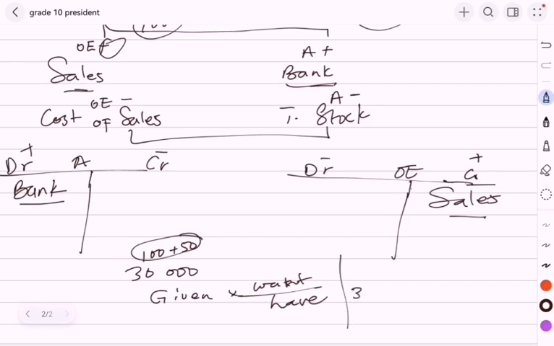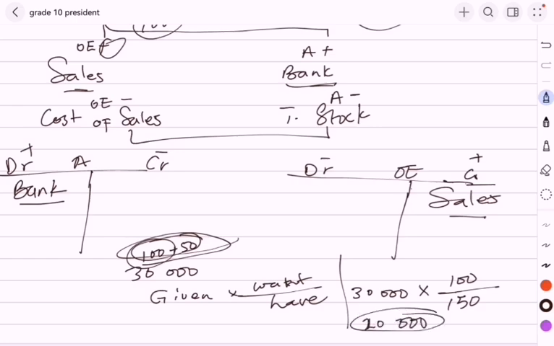So what will be given? We'll be given the 30,000. What do we want? We want 100 alone. So hence 100 is going to remain upstairs. Then what's going downstairs? What we have, which is 100 plus the 50, which equals the 150. So you're going to say 30,000 times 100 over 150. Instantly, you will get your 20,000. So this is the cost of sales.